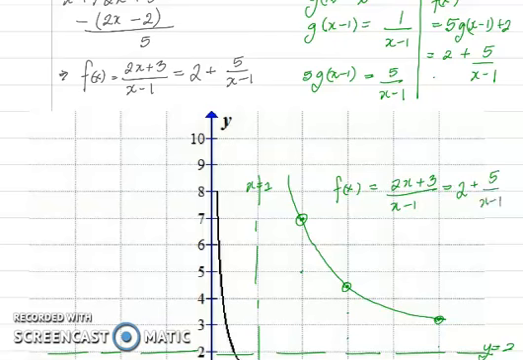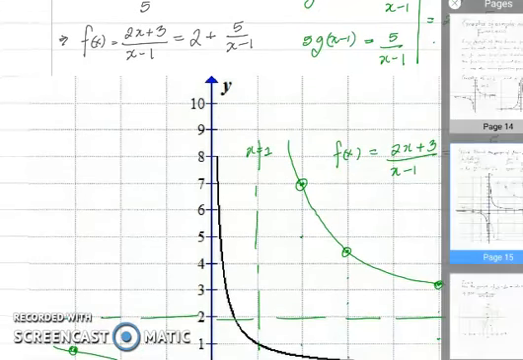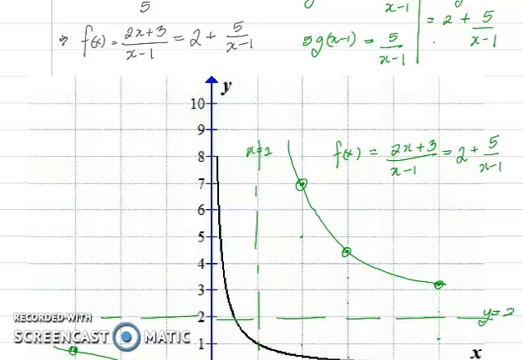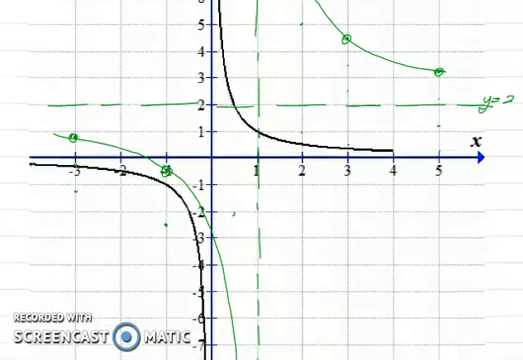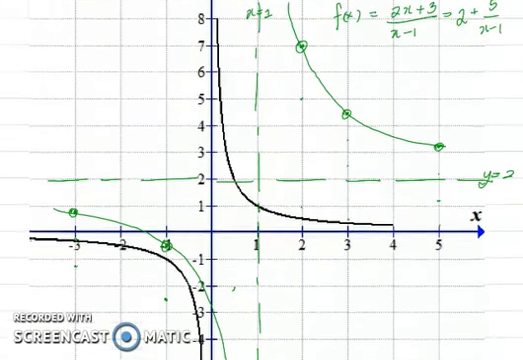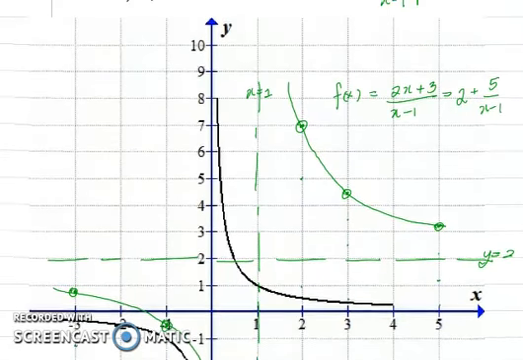All right. Now, in order to sketch this graph, I started out with the graph y is equal to 1 over x. Then I moved the entire graph 1 unit to the right. Then I multiplied all of the y-coordinates by 5. Then I moved the entire graph vertically 2 units upwards in order to get the final graph, which is in green. All right. The asymptotes change from the y-axis and the x-axis to x is equal to 1 and y is equal to 2.